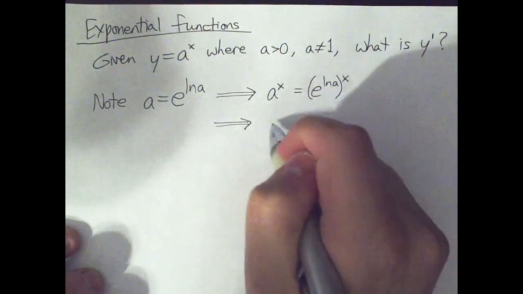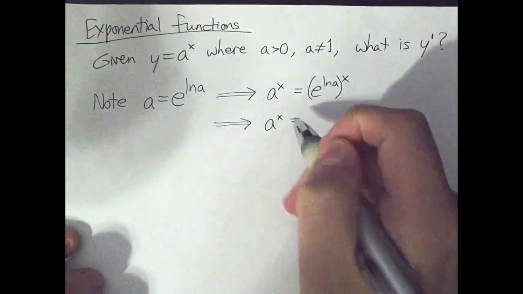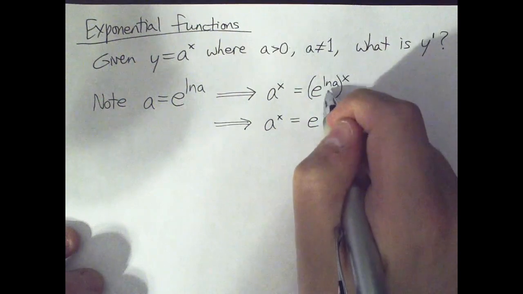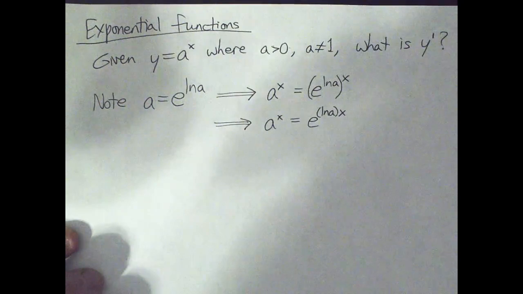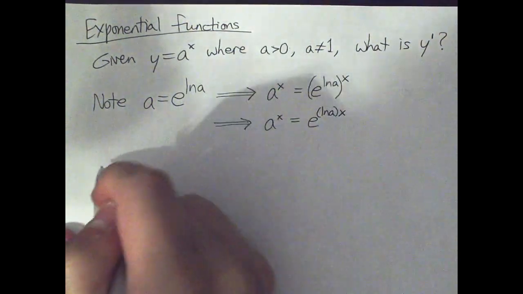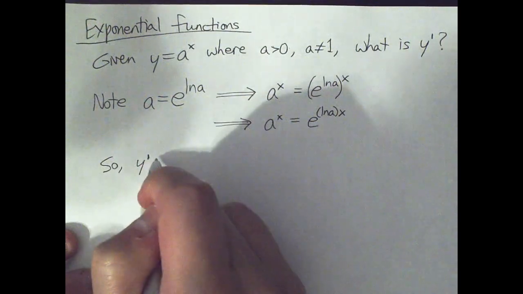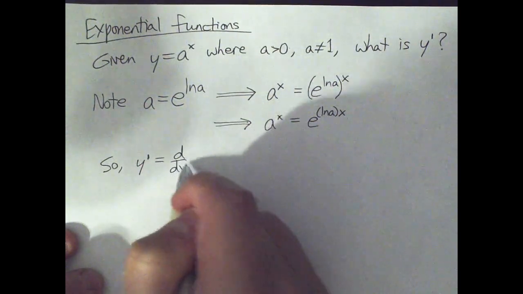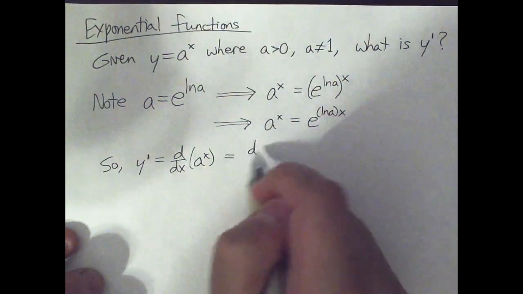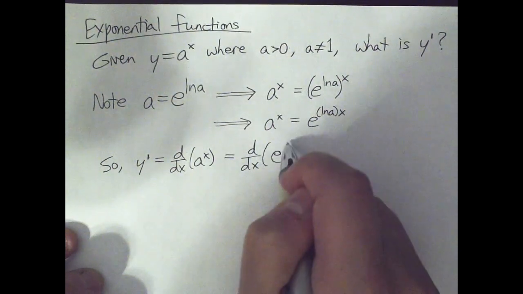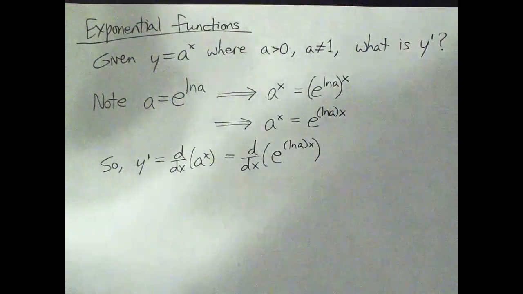I'm going to leave the left-hand side the way it is, and I'm going to rearrange the right-hand side a little bit. There's a property of exponents that says instead of raising it to the ln a and then raising it to the x, I could raise it to the ln a times x. So what we've just found is that y prime, which would be d dx of a to the x, is equal to d dx of this. All right, do you agree with that so far?